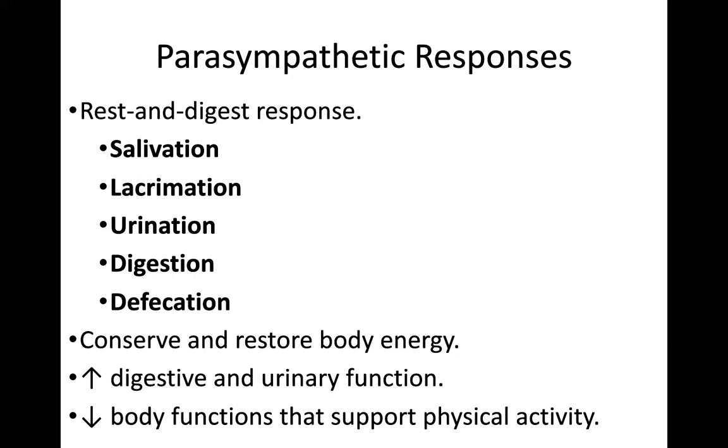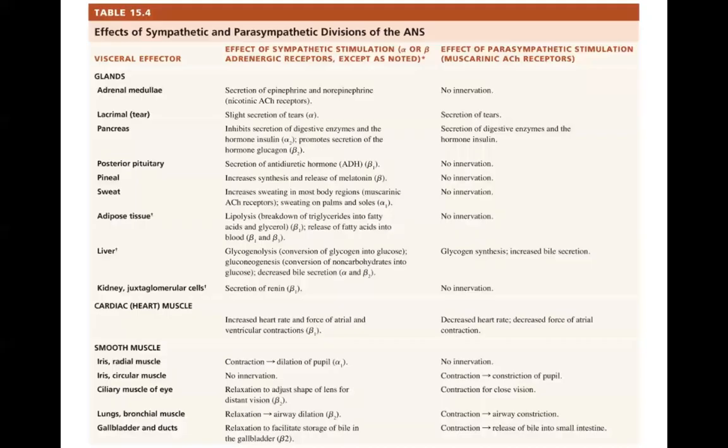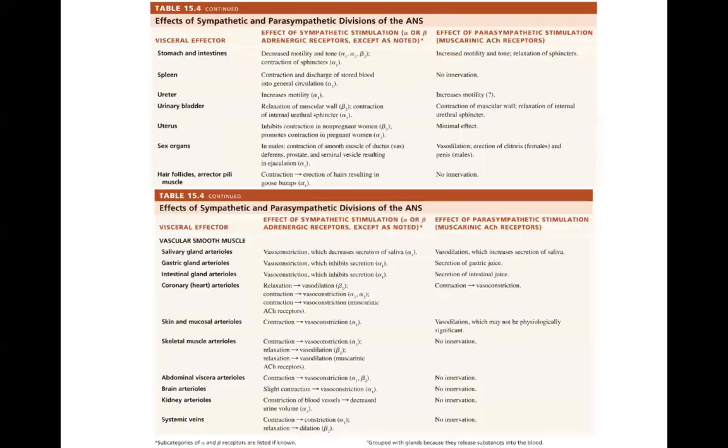In other words, when our parasympathetic nervous system is active, we're conserving and restoring body energy. Our digestive and urinary functions are elevated, and our body functions supporting physical activity are depressed. So those are just 2 slides describing general things that are happening. For some very specific descriptions, table 15.4 is on the next 2 slides. It's actually a 3-part table. I've crammed the other 2 parts on the following slide.